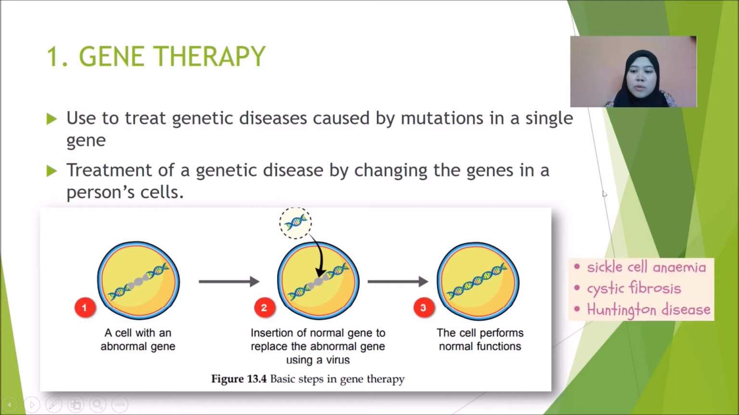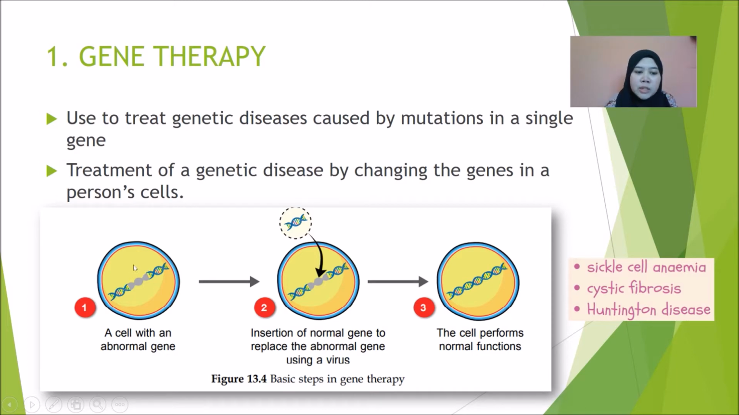Okay, for example, we take a look for sickle cell anemia. You still remember what is sickle cell anemia? So it's one of the disease which caused by a gene when a person has an abnormal gene and produce a red blood cell which has a sickle cell shape. Okay, so how to treat this disease using gene therapy? First of all, we need to get the cell of the patient cell that contain with an abnormal gene.